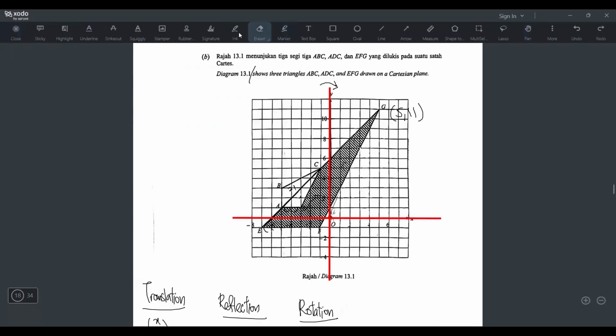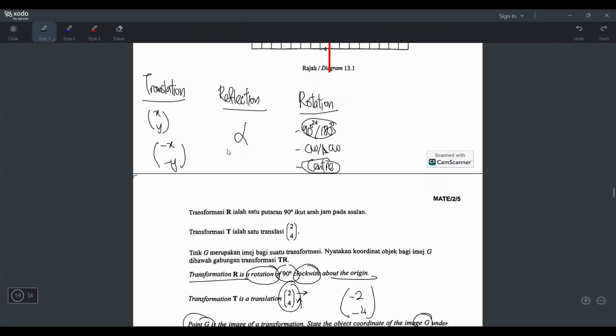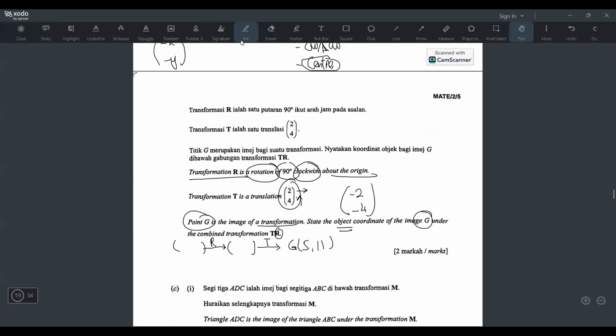What's the meaning of (-2, -4)? It means you have to move left 2 and then go down 4. So if you move left 2, go down 4, 1, 2, 3, 4, this is the answer. But it's not the final answer yet. Let's write down the coordinate (3, 7), right? So this (3, 7), I will write it here.